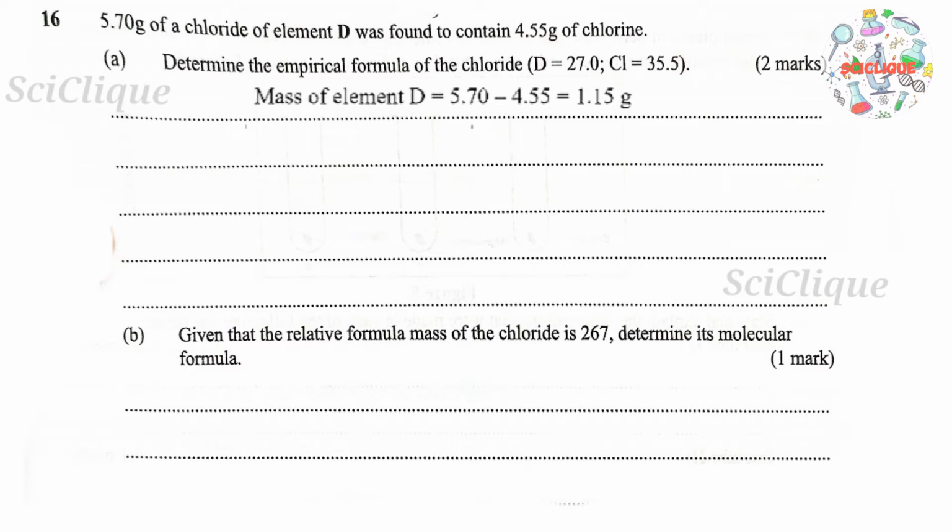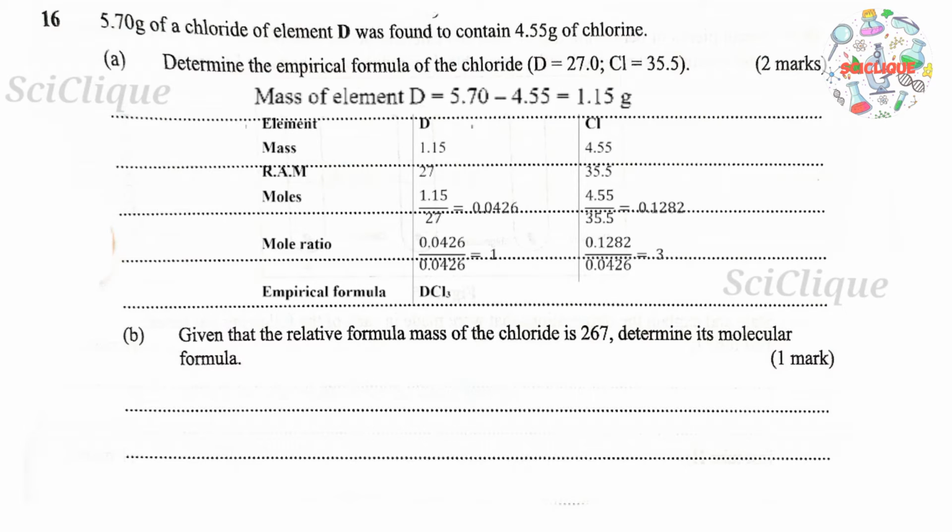Now, over here, we have the overall mass of the chloride plus the mass of chlorine. So, an easy way to determine the mass of element D is simply to take the overall mass minus that of the chlorine. The difference between the two will give us the mass of element D, 1.15 grams. So we have the masses of D and the mass of chlorine.